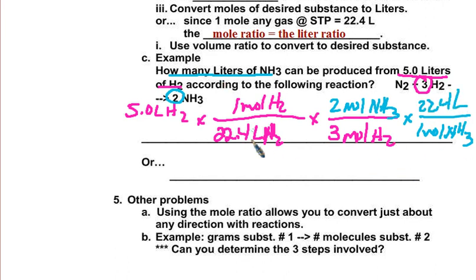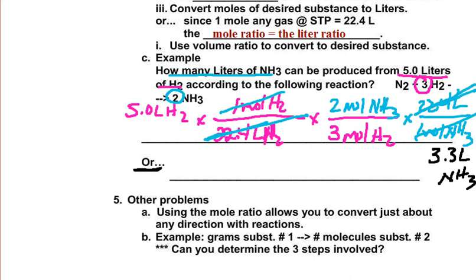But here's the catch. Here's the beautiful thing. 22.4 liters of H2 equals 1 mole of H2. And 22.4 liters of NH3 equals 1 mole of NH3. And these cancel with that 22.4. And so we can get rid of both of those in the calculations. And that winds up being 5 times 2 over 3, which is 3.3 liters of NH3.